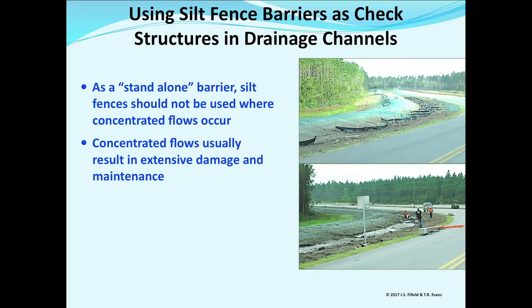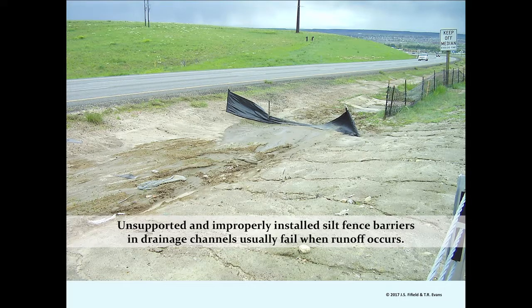They will always fail. So if you have a plan that shows this in here, replace it with something else. I'm not going to tell you what it is, but replace it with something else. Failure will be the norm when you have things in drainage channels. I've seen these all over the nation. So now, instead of a silt fence, we're seeing a fiber roll down the middle of that.